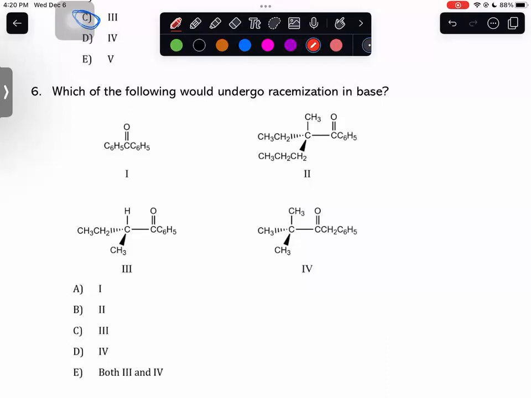Racemic. The one that has the chiral center where? Exactly. It's 3. Because remember, the chiral center needs to be present in the alpha position. But not only that, we also need the presence of an alpha hydrogen in there. So the only one that fulfills that is molecule 3. You need a chiral center at the alpha position. Exactly. There are no alpha hydrogens, so it can't work.